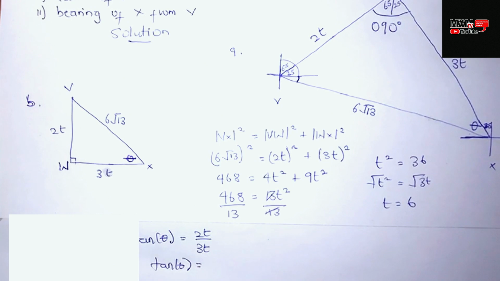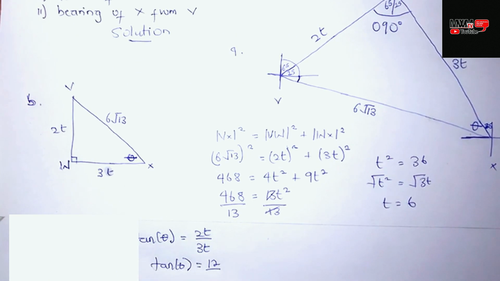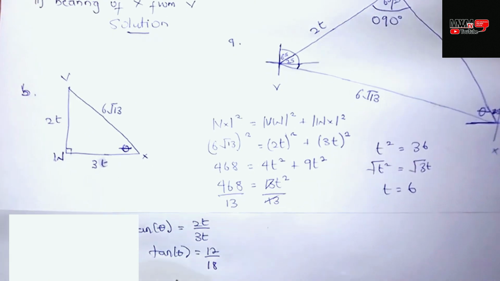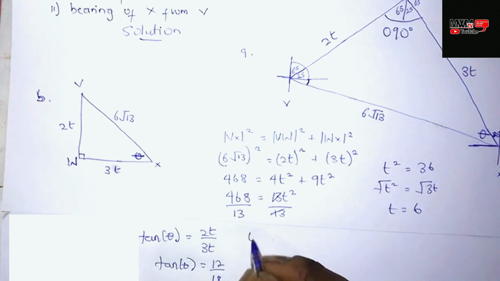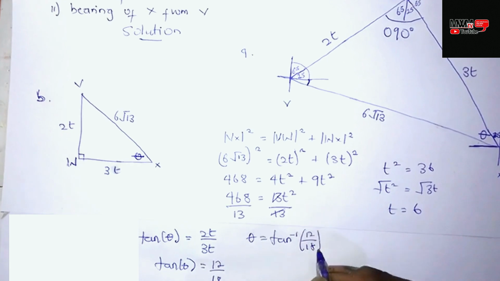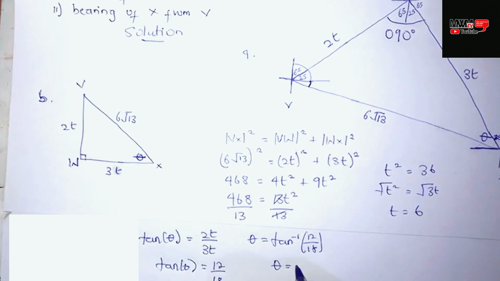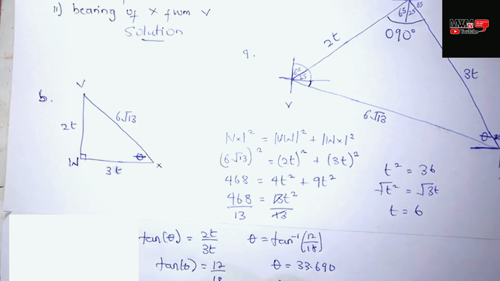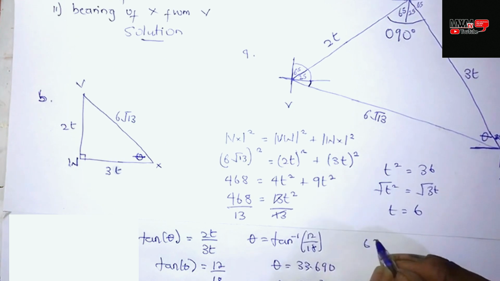tan theta to be equal to, now we've already found our t to be 6. So 2 times the 6 is 12, and 6 times the 3 here is 18. And we are going to get theta to be equal to tan inverse of the 12 over 18. And we get that to be 33.690. So let's say 33.7. It's approximately 33.7.